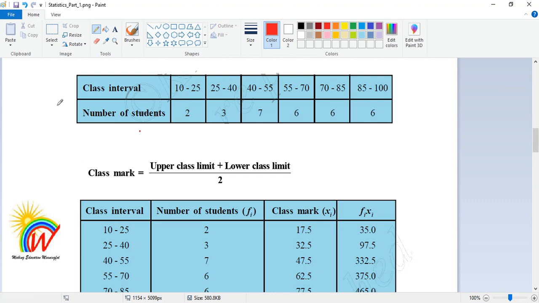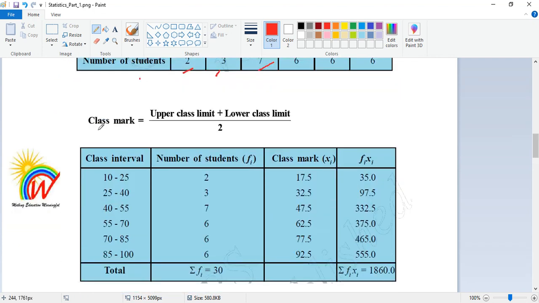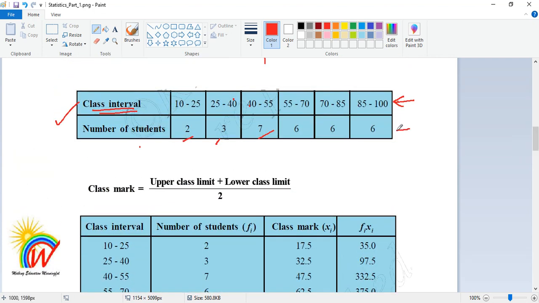So you look at this example, it says 10 marks to 25 marks, 2 of them have scored. 25 to 40, 3 of them have scored. 40 to 45, 7 of them, and so on. So this thing what they have given is called the class interval. Now we will draw the table. So you write the class interval and you write the number of students given. This number of students is nothing but fi.